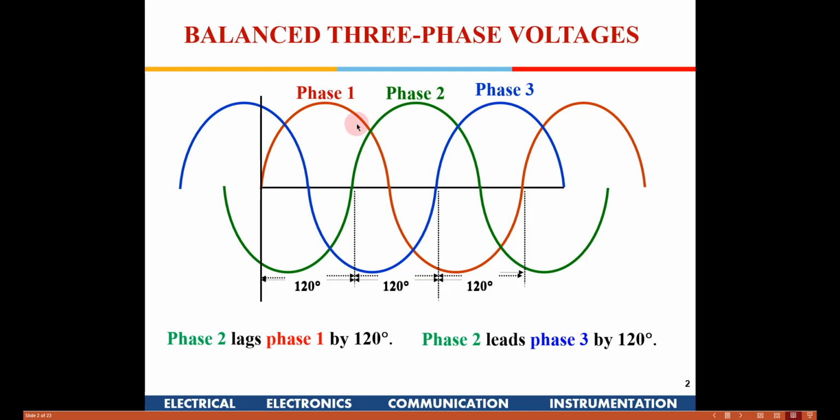Okay, and even the phase difference between phase 1 and phase 3 will be plus 120 or minus 240, whichever way. So there are three different phases in a three-phase system, all separated by a 120 degree phase shift.